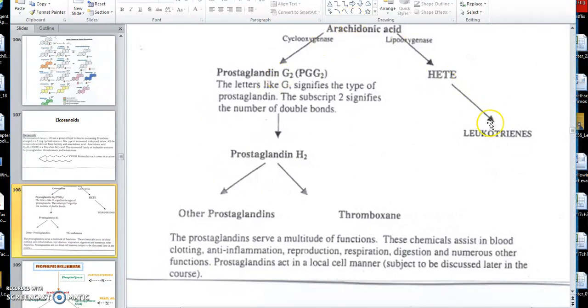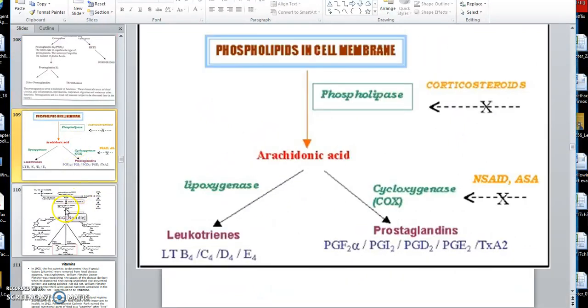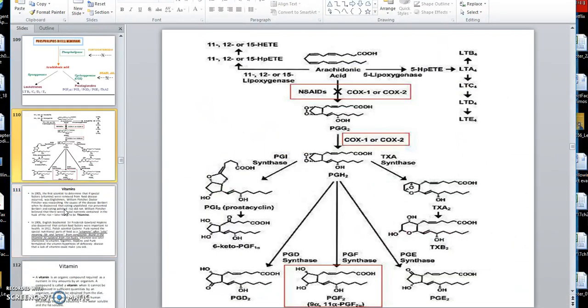Then we have the leukotrienes. You may have seen on TV something called Singulair, which blocks those for people that have nasal problems and allergies and so forth. So this again is an enzyme cascade, but I'll defer to that.